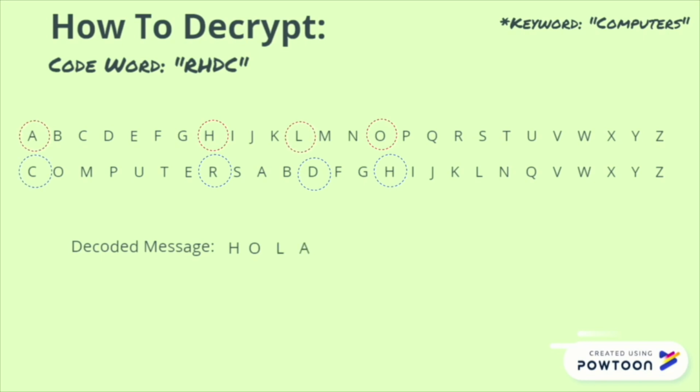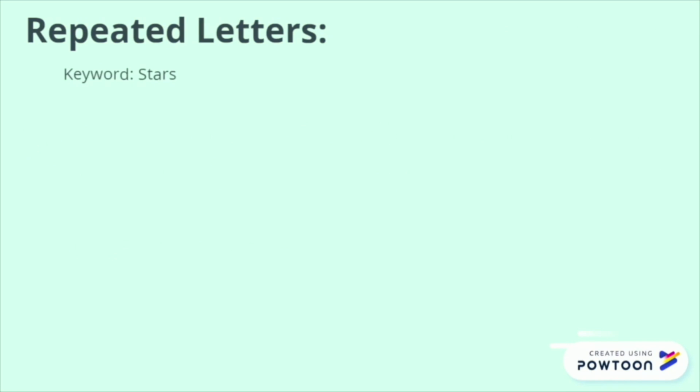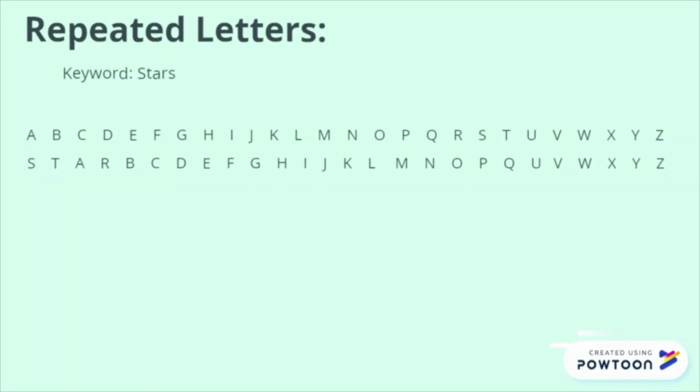OLO. Going back to if your keyword has repeated letters, for example stars, just use the first letter and ignore the second time the letter shows up. A is S, and we skip the second S, so E is B.